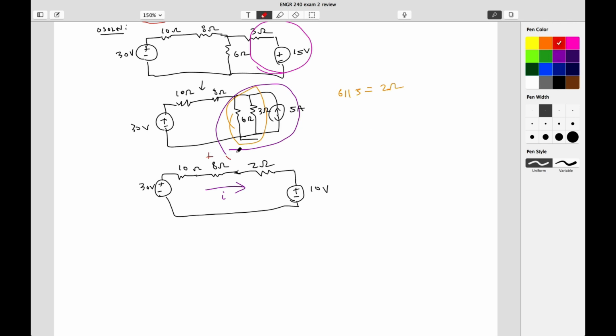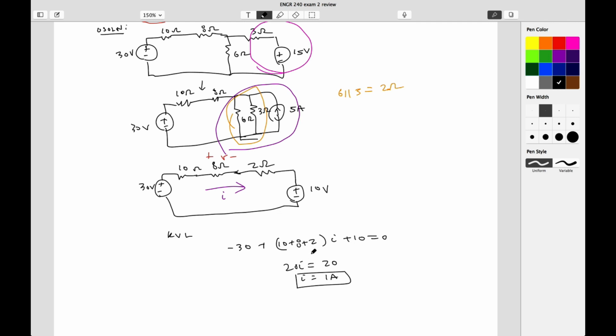All right, so now if I can just find I, then I can also find V. This is a series circuit, so we can add these together, or actually just do KVL. We get minus 30 plus 10 plus 8 plus 2 I plus 10 volts equals 0. So we'll have 20I is equal to 20. I has to be equal to 1 amp.